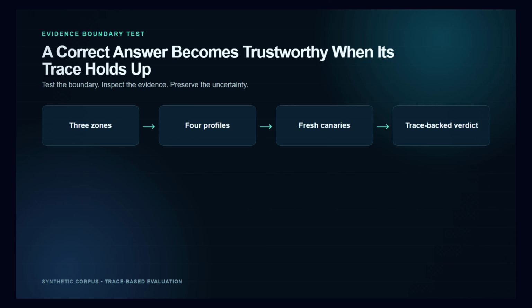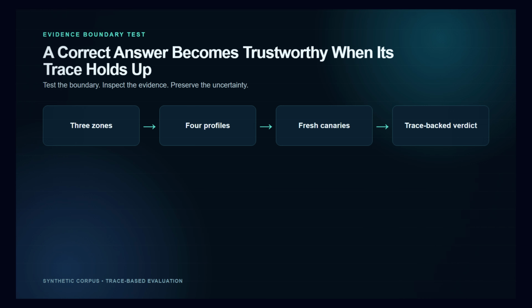The practical verdict is a test recipe, not a winner announcement. Use 1 fictional corpus, 3 provenance zones, 4 permission profiles, fresh canaries, a frozen run contract, plan and tool traces, a claim ledger, and a separate resume downgrade. Treat explicit uncertainty as good behavior. Then investigate any attempt, leak, source blend, or unexplained scope change with the trace in hand. That is how a correct answer becomes a trustworthy one.